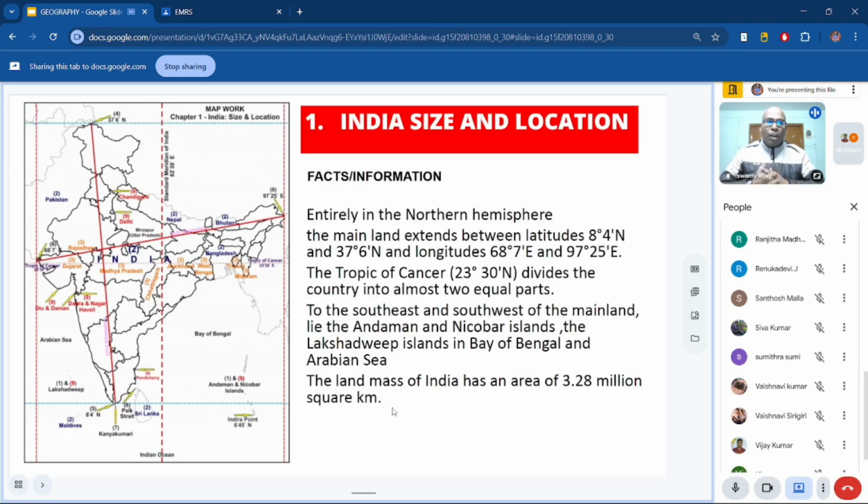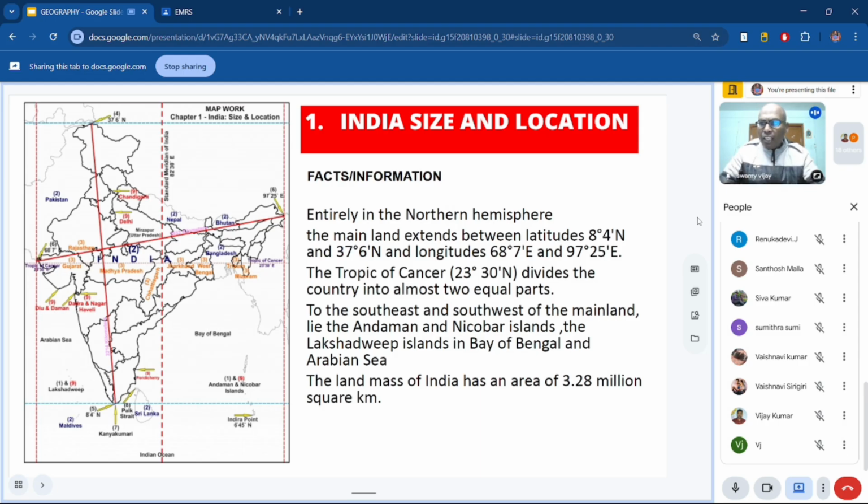Now let us come to the information. Please write down the information so that it will be easy for you to understand. Otherwise, I will be reading out, explaining, and showing, but you will not understand. Geography cannot be understood just by listening. You need to make a note of the points I am explaining.